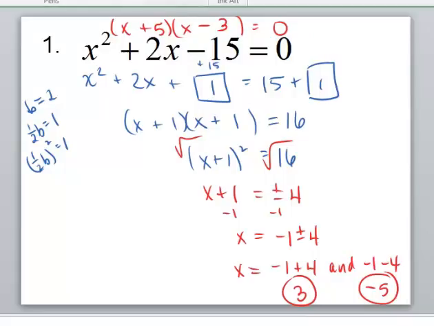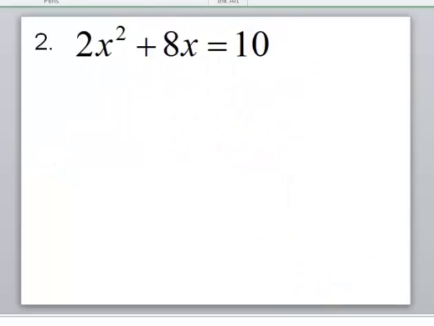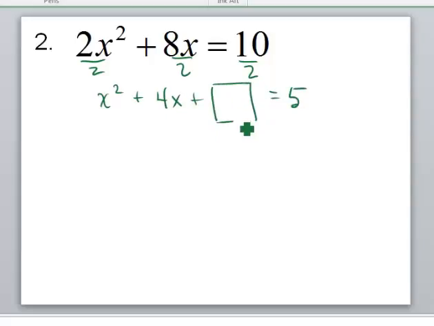Okay, moving on though, now we're looking at this example here. I do not have that leading coefficient of 1, so I'm going to have to divide everything by that number, which happens to be a 2. So I end up getting x squared plus 4x equals 5. Notice the space I left so I can put in my boxes.